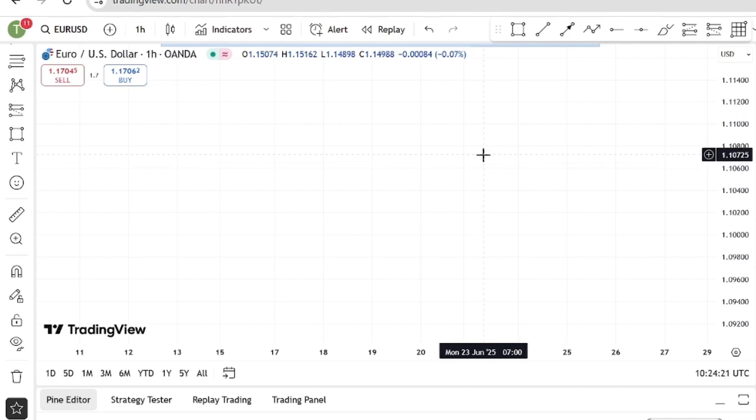Okay, so we'll be looking at a valid change of character or a valid break of structure. And also we're looking at the errors or some of the mistakes some traders make while marking those zones. So let's dive into it straight away.